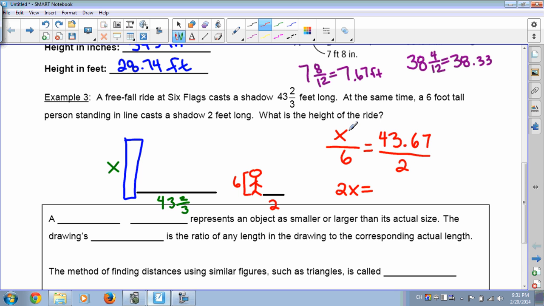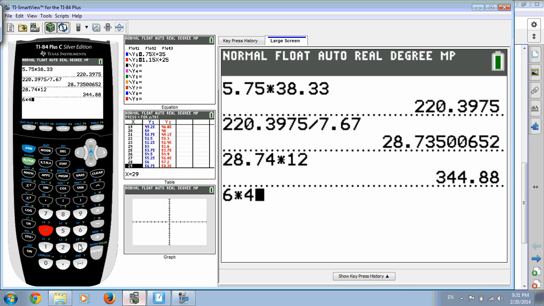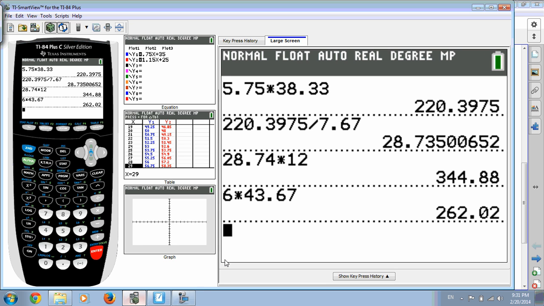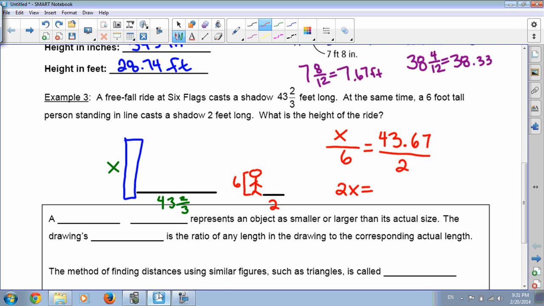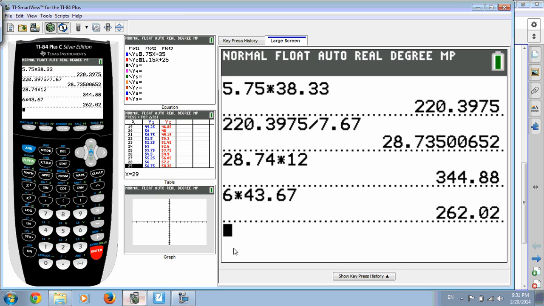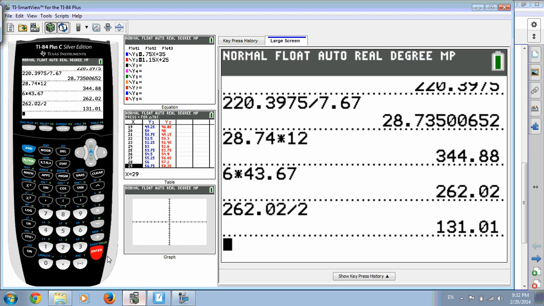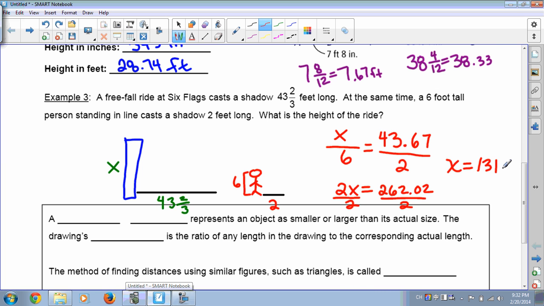Okay, we're going to cross multiply. 2 times x is 2x. And then 6 times 43.67 is 262.02. And then go ahead and divide by 2 to find the height of the building. 262.02 divided by 2 equals 131.01. And we want it in feet, so let's just leave it as a whole number. 131 feet tall is the height of our Six Flags ride. 131 feet.